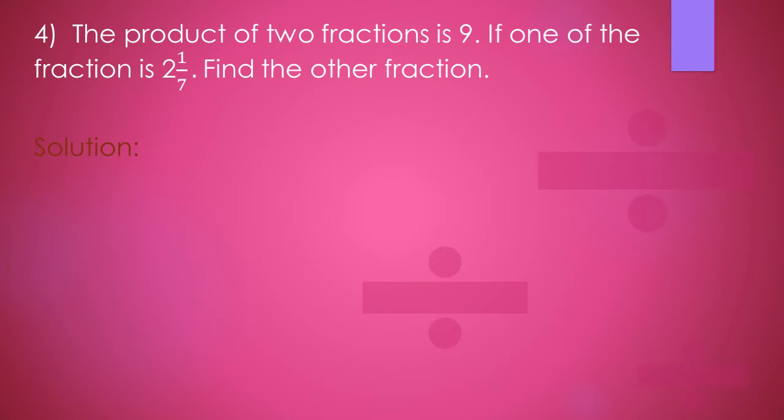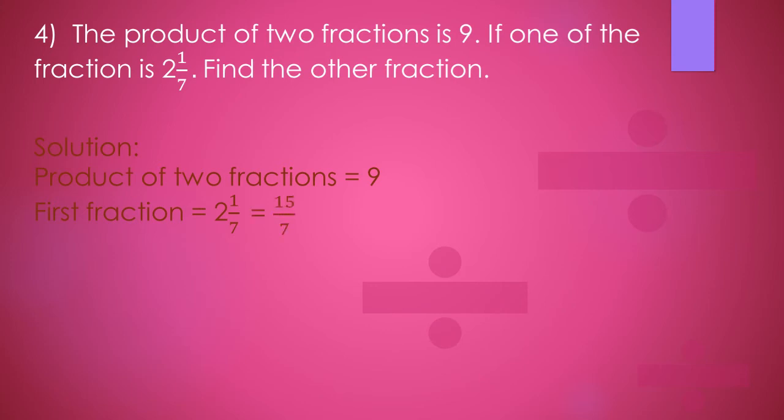The first statement is: the product of two fractions is equal to 9. And the second statement is: the first fraction is equal to 2 1 upon 7. 2 1 upon 7 is a mixed number. So first we convert it into an improper fraction. 7 2s are 14, 14 plus 1 is 15. So the fraction is 15 upon 7.